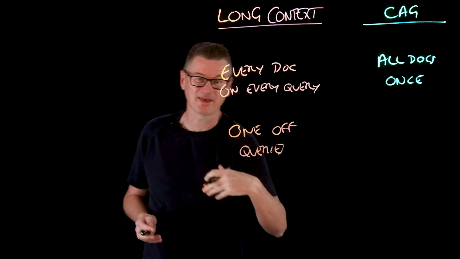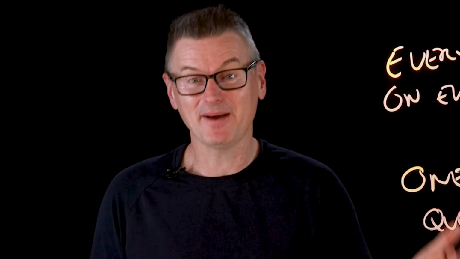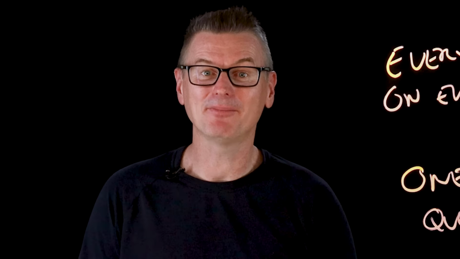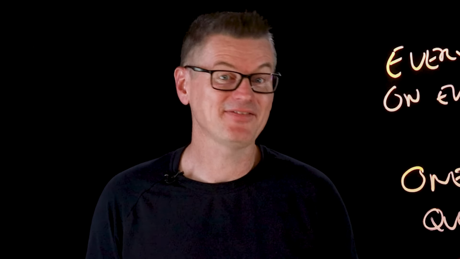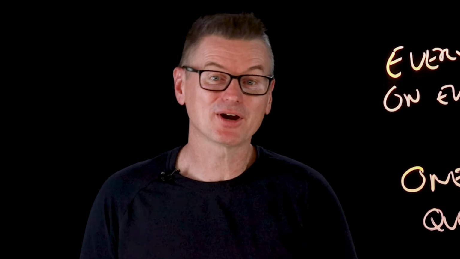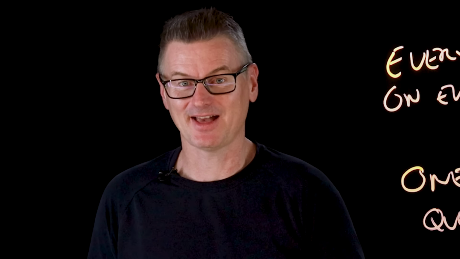So repeated queries are really where CAG shines against a stable knowledge base. So an HR chatbot answering questions about company policies, for example, because the knowledge doesn't change very often and the cache stays valid. So every query after the first one is going to be fast and cheap.